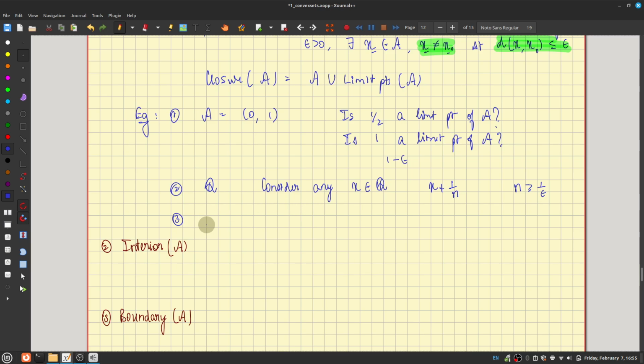Great. Now let's take, say, the set of integers. Is every integer a limit point of Z? So the question is, let's take the point 0. So 0 is an integer. Is 0 a limit point of Z?